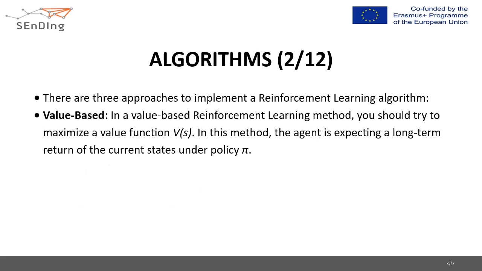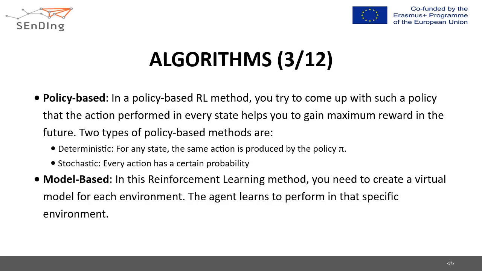There are three approaches to implement a reinforcement learning algorithm. Value-based. In a value-based reinforcement learning method, you should try to maximize a value function. In this method, the agent is expecting a long-term return of the current states under policy. Policy-based. In a policy-based method, you try to come up with such a policy that the action performed in every state helps you to gain maximum reward in the future.